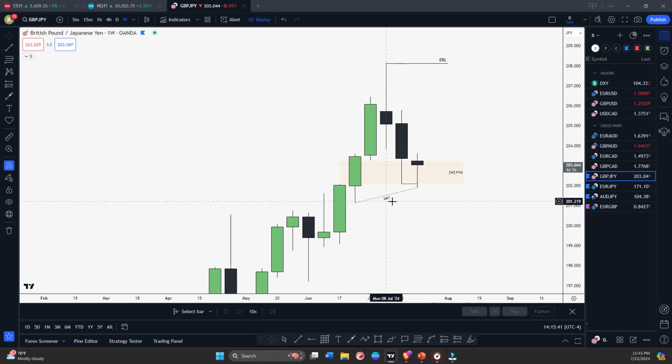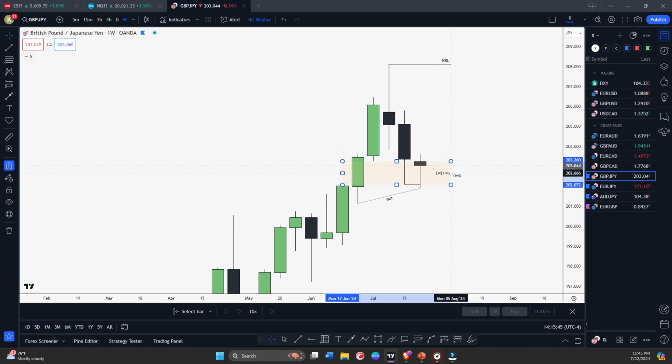Of course, in the upcoming class, we will learn about SMT and everything. So you can see we are right now at this weekly fair value gap. And what is this weekly fair value gap? It is the internal range liquidity, right? This is our internal range liquidity.